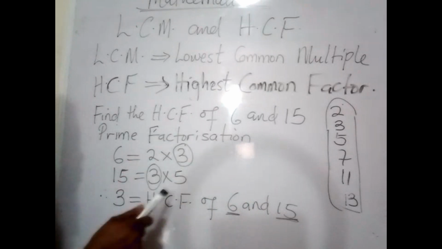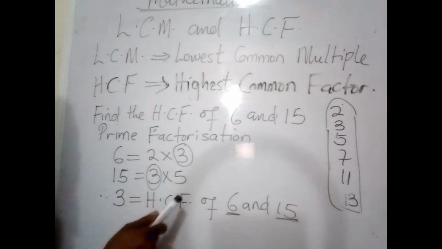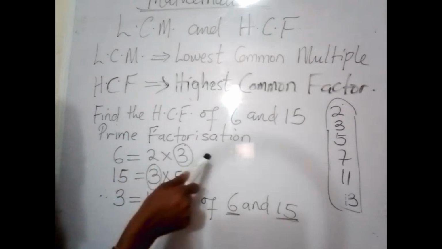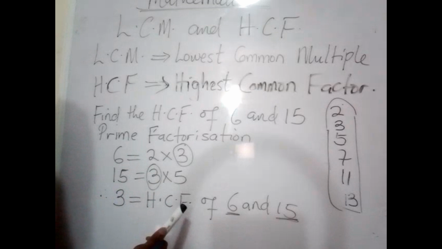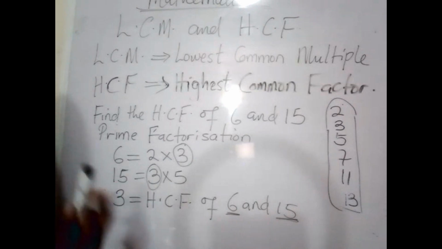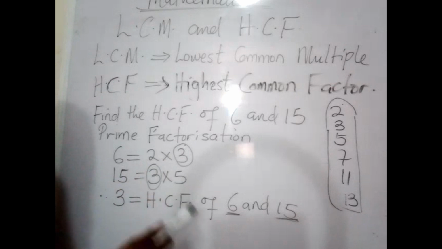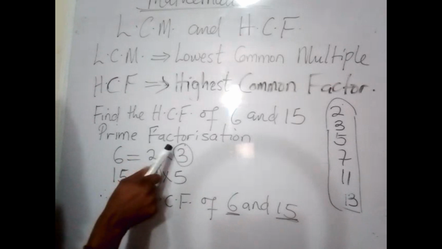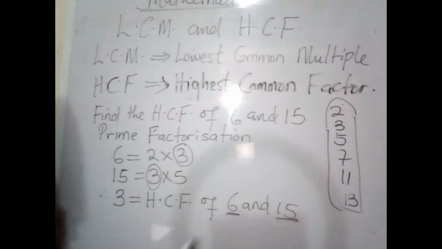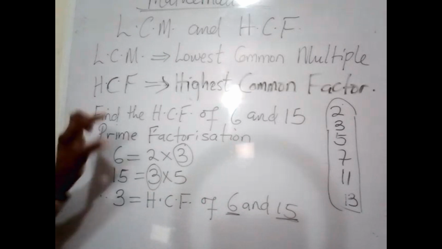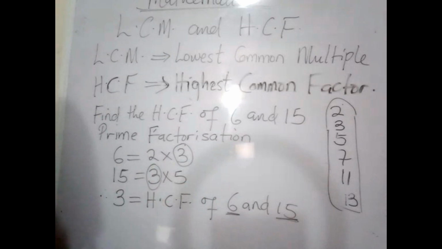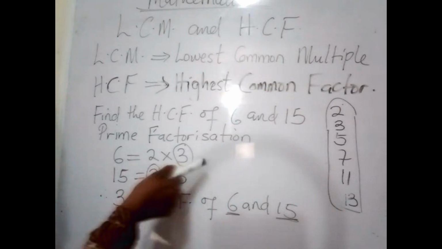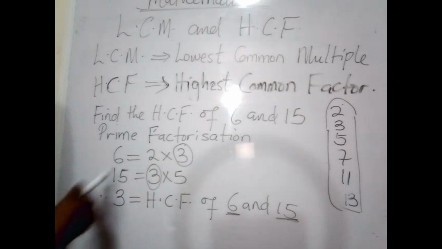But in the case of HCF, highest common factor, you look at the prime factors of the numbers. If there are 3 numbers, it doesn't matter how many numbers, just look through their prime factors. Whatever is common to all of them, that's what you pick out. If it's just one number that's common to all of them, pick out that number. If there are more, pick them out, multiply, and get your final answer. So in this case, 6 is 2 times 3, 15 is 3 times 5.